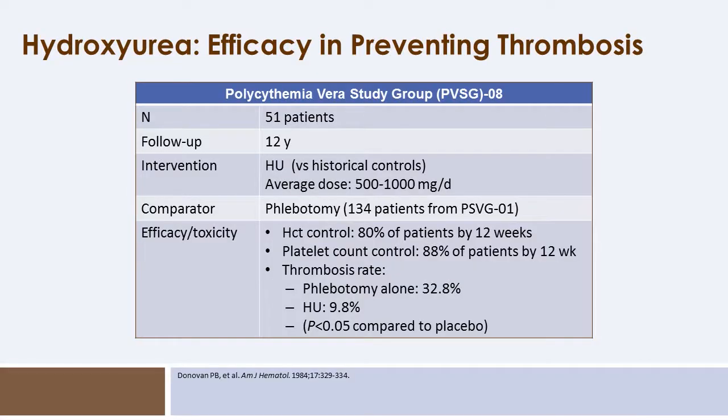Now, what about hydroxyurea? It's our most commonly utilized cytoreductive therapy, and it can help to have an impact on risk of thrombosis, hemorrhage, and in some individuals, some impact on pruritus and splenomegaly. Now, our data regarding hydroxyurea are fairly limited as an older agent. Our primary data from the Vera study group, with 51 patients, showed that compared to phlebotomy alone it was superior for controlling rates of thrombosis. Now, hydroxyurea can have some challenges.